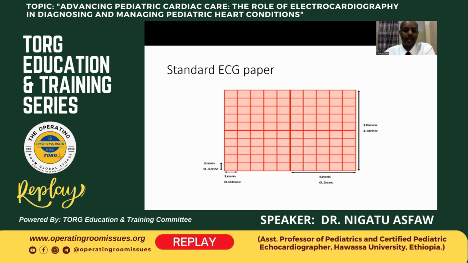And this calibration can be changed. There may be half calibration, or it may be doubled, and the ECG paper speed can also be 50 millimeters per second. So in interpretation of ECG, we need to use this standardization while determining the voltage of the waves, as well as in order to calculate heart rate.